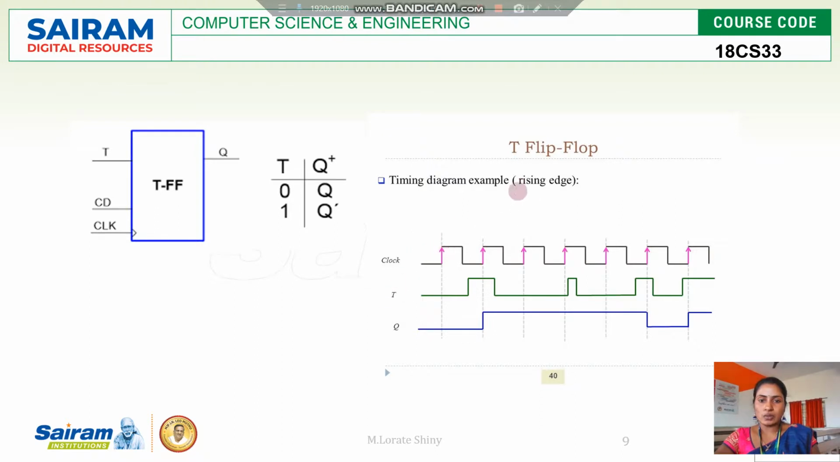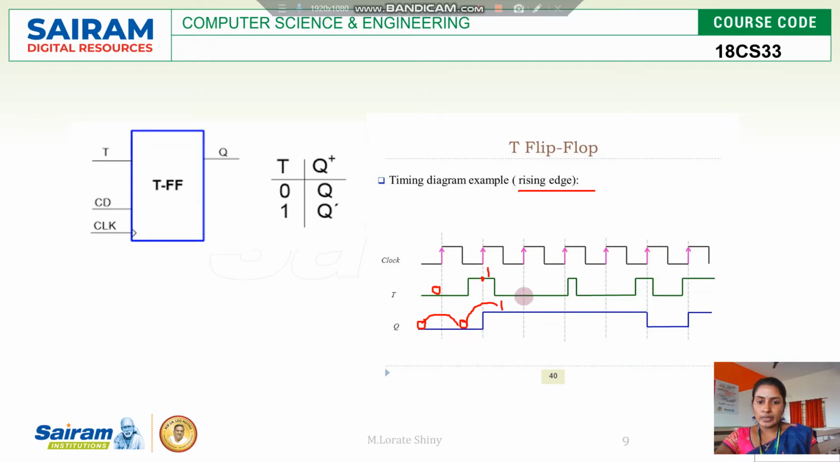So this is also for rising edge. At the first rising edge, your T is equal to 0. If T is equal to 0, your Q will be the previous state. Previous state was, here you can check, 0. So the current state is also 0. Okay. Now at this point, T is equal to 1. If T is equal to 1, the output will toggle from the previous state. Our previous state is 0. So it will be 1 now. It toggled from 0 to 1.